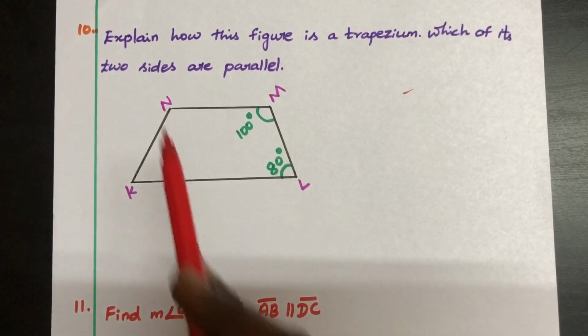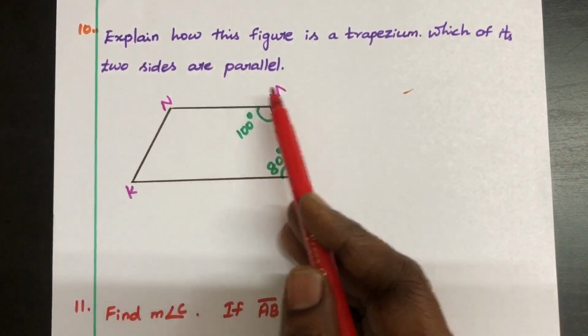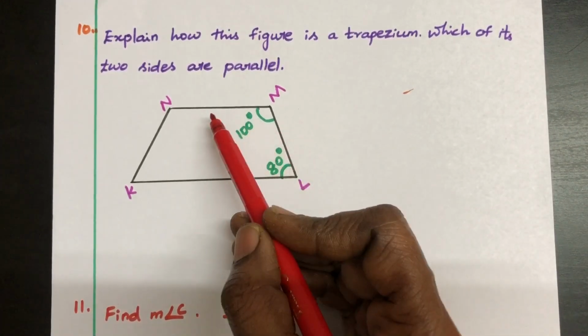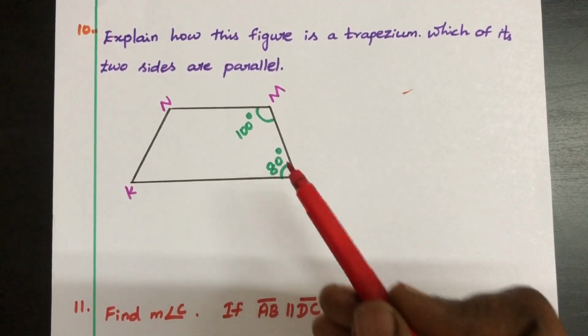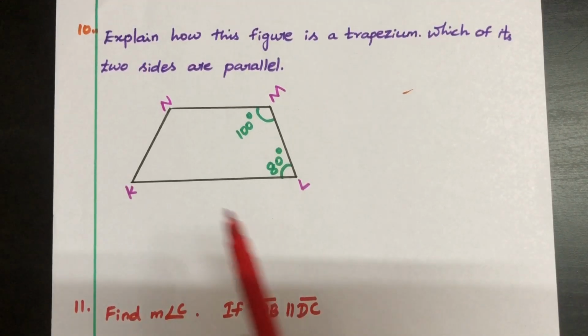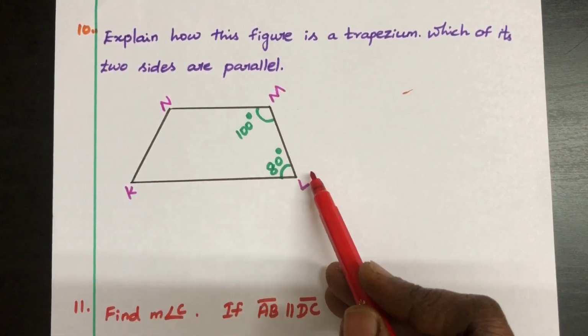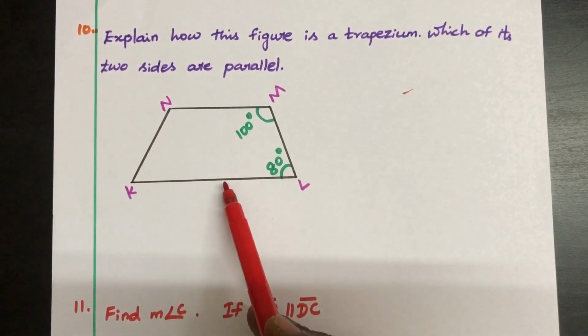10th question. Explain how this figure is a trapezium. Which of its two sides are parallel? See, first of all, for that we need to know what is a trapezium. Trapezium means a pair of opposite sides must be parallel. So, we are going to find a pair only, not two pairs. A pair means a side, this or this. By looking itself, it is not parallel. So, let's try for this.